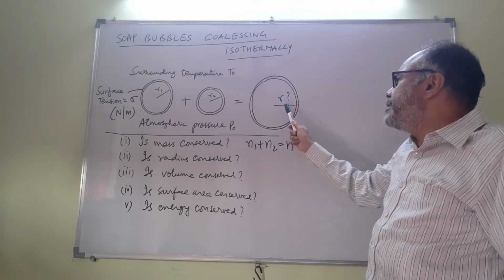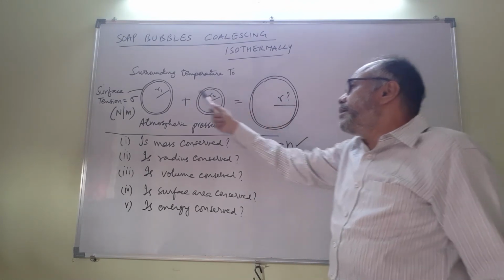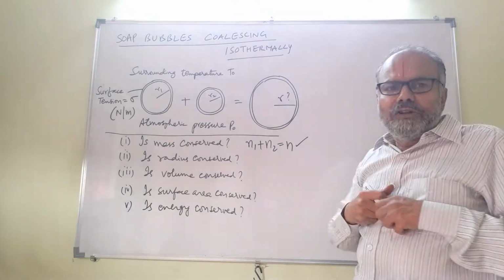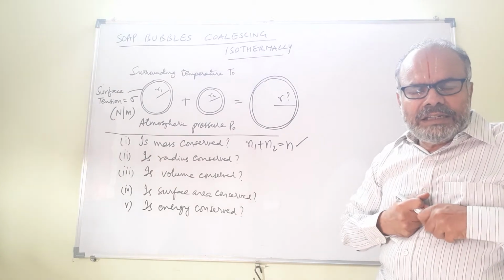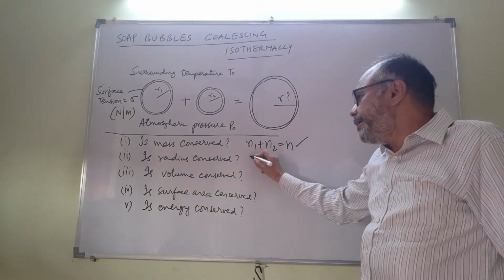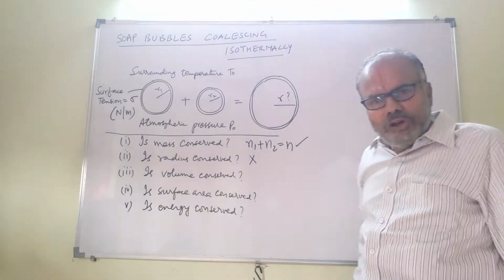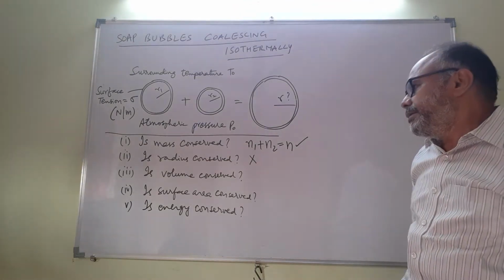Now for the radius. Can we say that the resulting radius R is R1 plus R2? No, that will not be the case. We will mathematically see that it doesn't turn out to be that. So R1 plus R2 will not be equal to R.